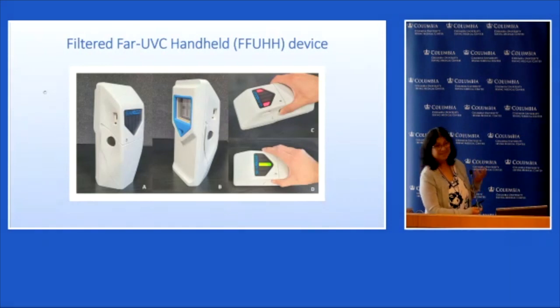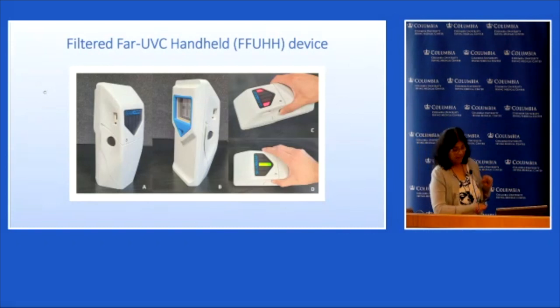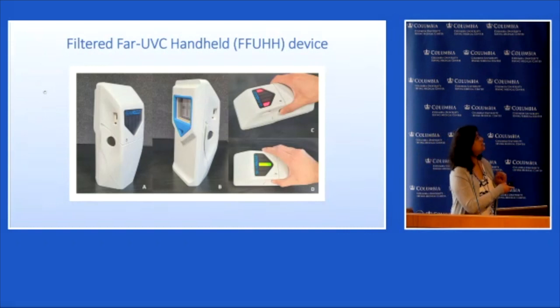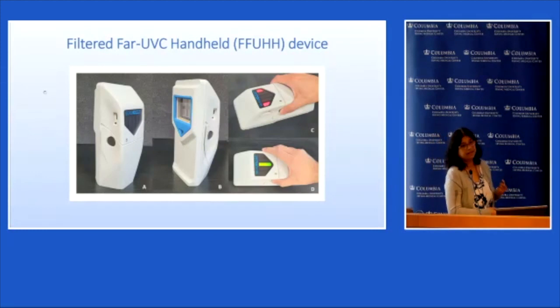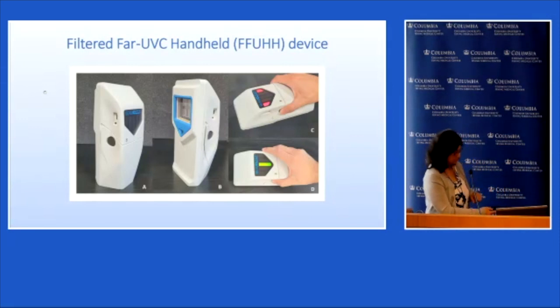We found this handheld device, which uses filtered Far-UVC. As you can see, this device has a start-stop button at the side, as shown here, and a UV emanating surface at the bottom. If the intended operating distance is reached, you see a green light. However, if it is not reached, you see a red light. And the distance that it is set at is about 1 inch.